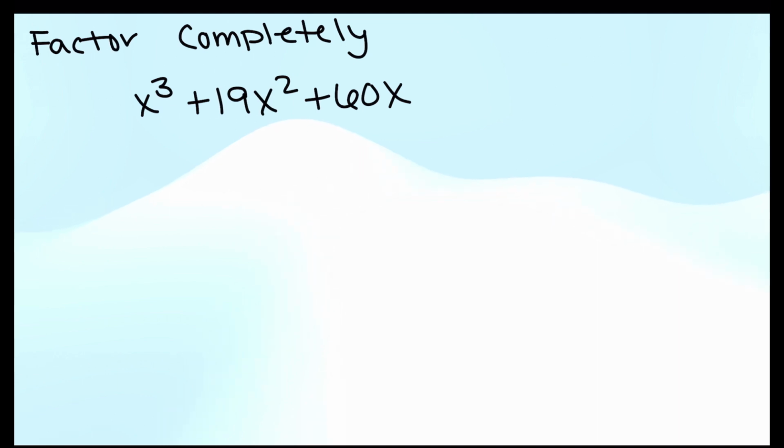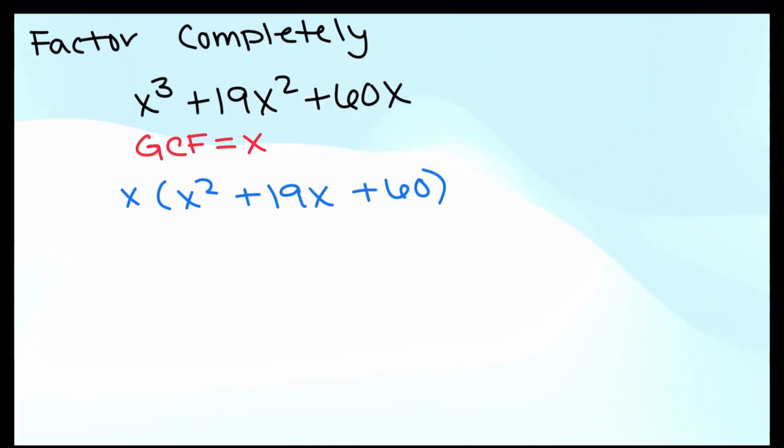Here's another one. I have x to the third plus 19x squared plus 60x. The very first thing I'm going to do in this problem is check and see if there's a GCF. Is there something that is present in all 3 terms? And yes, there is. All 3 of these terms have an x in them. That's my GCF. So I'm going to pull the x out front, and then I'm left with an x squared, 19x, plus 60.